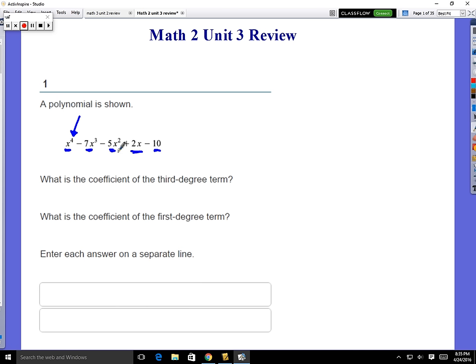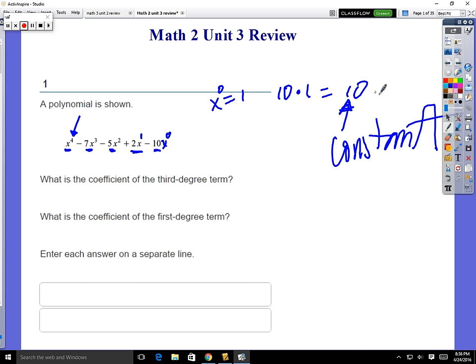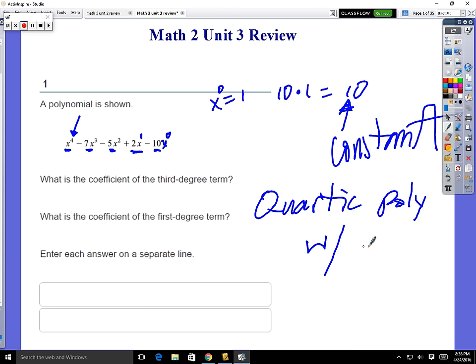So degree 3, degree 2, this is degree 1, and anything with degree 0, since anything to the 0 is 1, that's really like 10 times 1, which is just 10. That is a constant. So a number with no variable is a constant. 1 is linear, 2 is quadratic, 3 is cubic, 4 is quartic, 5 is quintic. So this is a 1, 2, 3, 4, 5. It is scientifically a quartic polynomial with 5 terms.